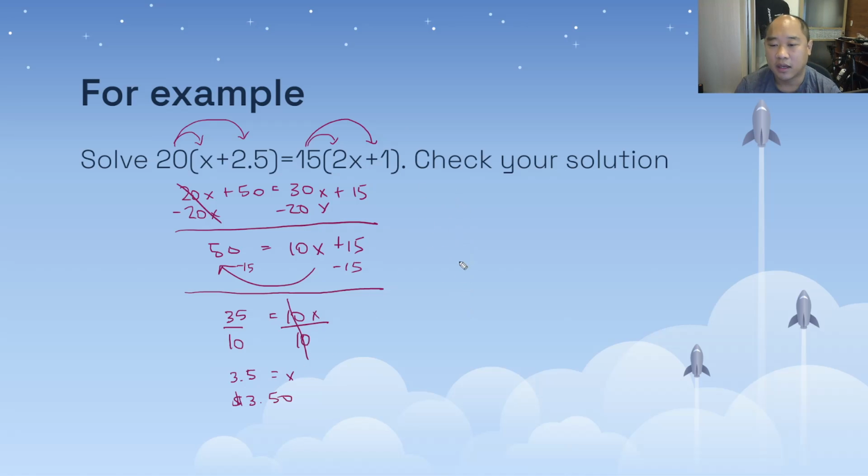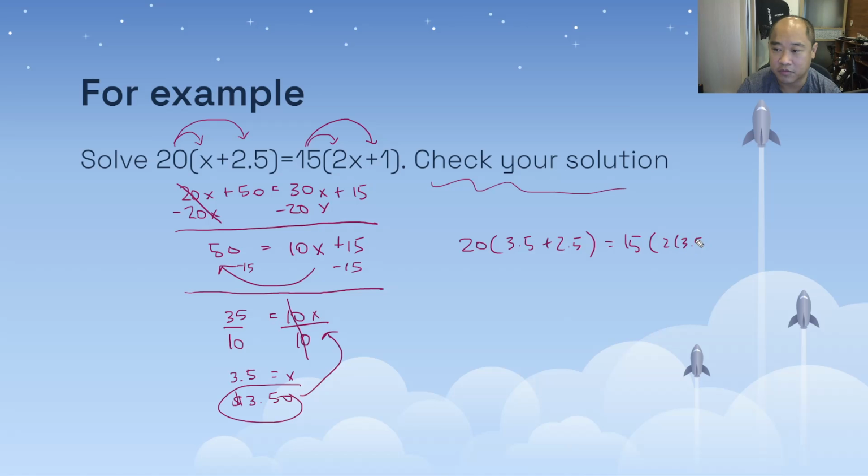So check your solution. What we'll want to do is take this 3.50 and plug it back into the equation. So this is 20 times (3.5 plus 2.5) equals 15 times (2 times 3.5 plus 1). So this is 6 times 20. And on this side, we have 7 plus 1 is 8, 8 times 15.